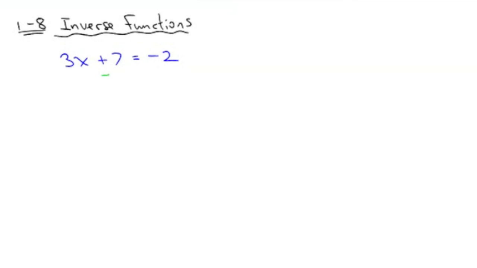Now, when you subtract the 7 here, what are these two called? Opposites, but also known as additive inverses. And additive inverses, when you add them together, give you a big old fat 0. So then you get 3x is equal to, oops, I forgot to do it to the other side. Subtract 7 over there. -9, right?